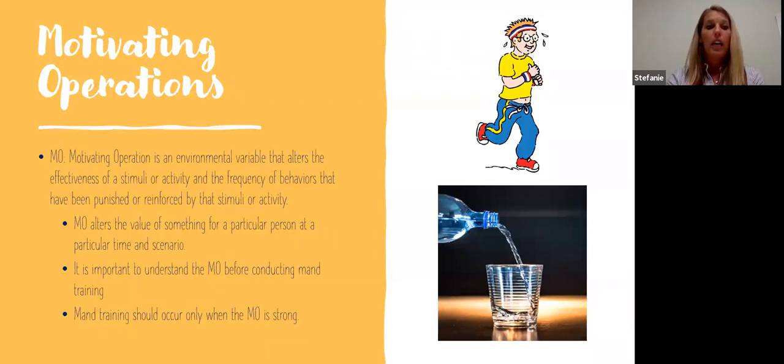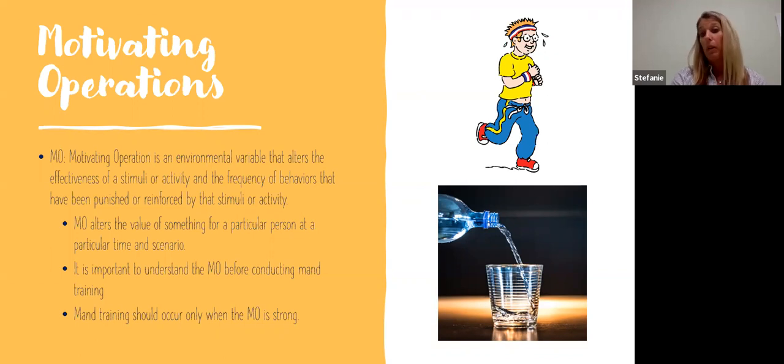The MO alters the value of something for a particular person at a particular time and scenario. It's important to understand the MO before conducting mand training, and mand training should only occur when the MO is strong. For example, I've got my runner over here and then a glass of water. A glass of water might not be super reinforcing, but after a long jog, a glass of water is going to look a lot more attractive. So the MO is going to be very high after a run for a glass of water.